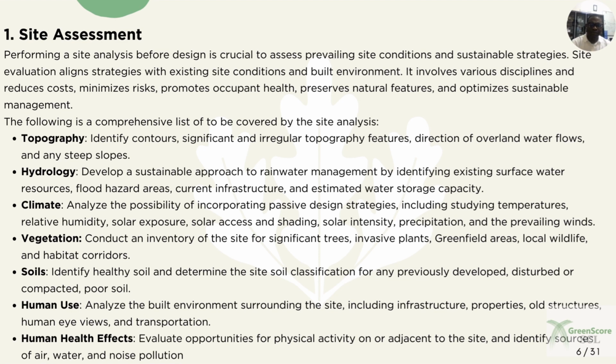Number 5, soils. Identify healthy soil and determine the site soil classification. This is also important in planning for your green build. Number 6, what kind of built environment surrounds the site, including infrastructure, transportation, facilities, and the likes. Right? Number 7, human health effect. This is to evaluate the opportunities for physical activity that exist on the site or adjacent to the site. And also, these 7 comprehensive components must be present when the site assessment is done.